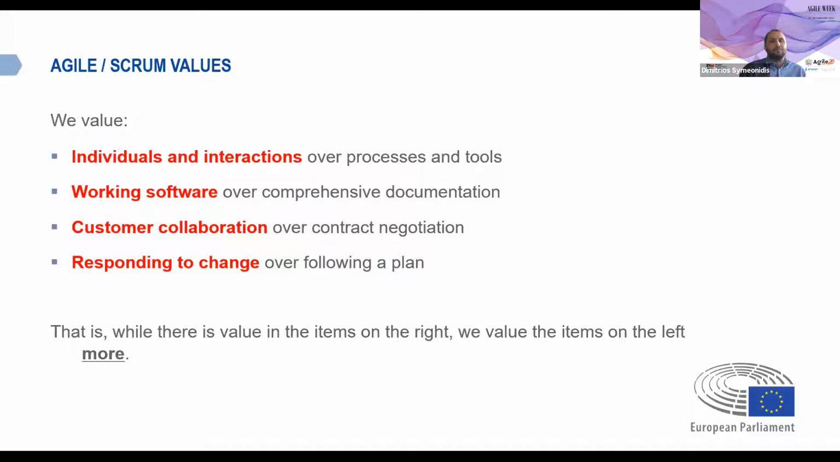it allows us, I mean, we'll get to why in a second, but let's say quickly that the 4 values of Agile that I'm sure all of you will already know is: we value individuals and interactions over processes and tools, working software over comprehensive documentation, customer collaboration over contract negotiation, and very important, responding to change over following a plan. That is, while we value the items on the right, we value the items on the left more.